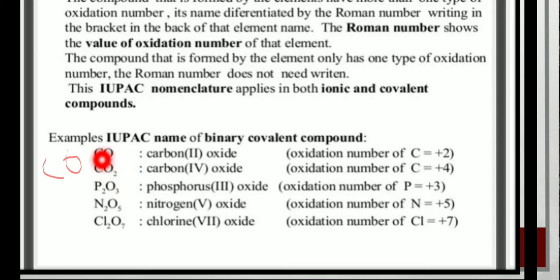This is carbon oxidation number 2. Carbon oxidation number 2, therefore written in Roman numeral II. Carbon dioxide, carbon oxidation number +4, therefore Roman numeral IV. And P2O3, phosphorus oxidation number 3, Roman numeral III. N2O5, nitrogen oxidation number 5. And chlorine oxidation number 7. Okay, students, listen.